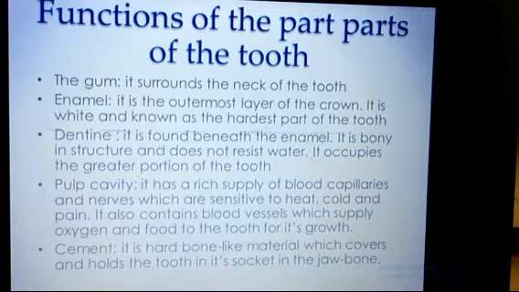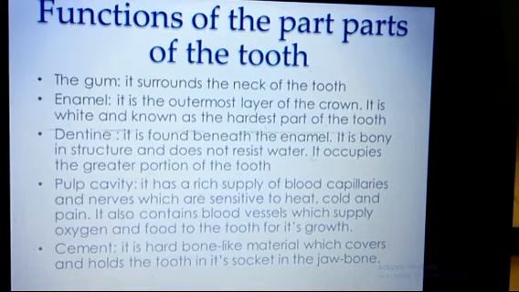Now, the gum, as we've seen earlier, surrounds the neck of the tooth. The enamel is the outermost layer of the crown. It is white and is known as the hardest part of the tooth. The dentine is found beneath the enamel. It is bony in structure and does not resist water. It occupies the greater portion of the tooth.